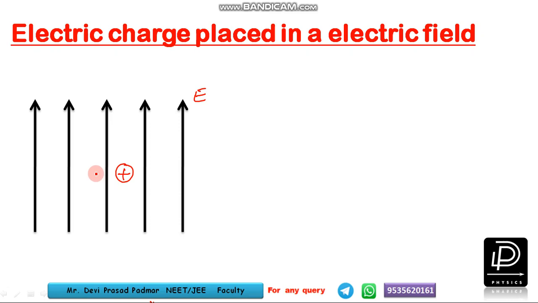Therefore this positive charge, if you take that as Q, will experience some force in the upward direction, correct? The electric force is experienced by this charge in the upward direction because the force will be in the direction of the field. So what is the expression for that force? F can be written as Q into E. Yes, F equal to QE. That is how we can represent the electric force. That is the one force acting on this charge.